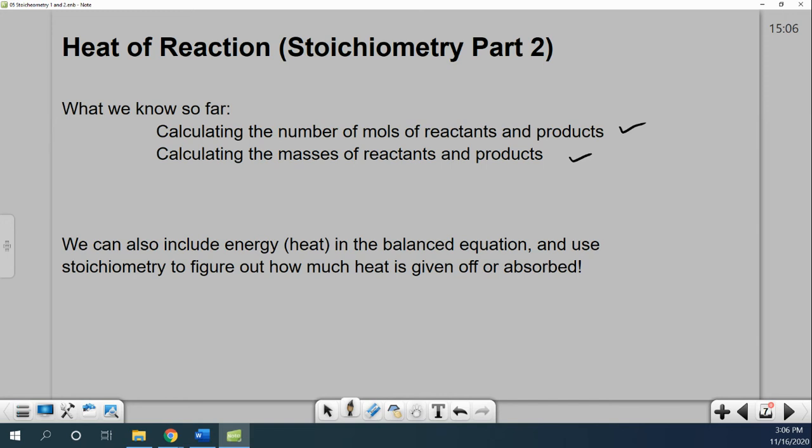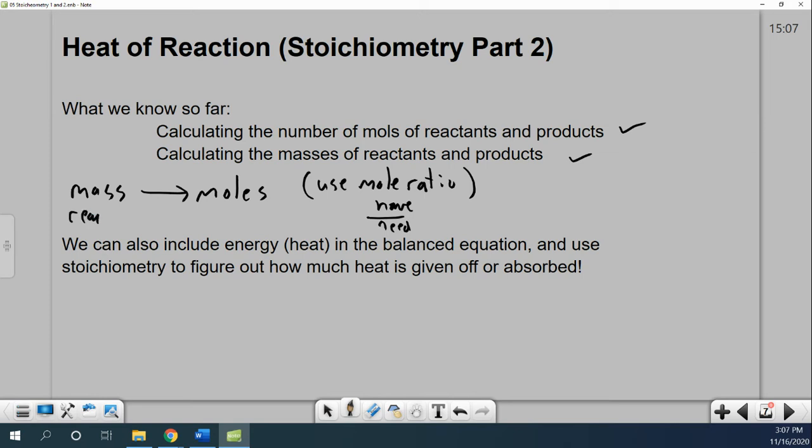So generally speaking, if you're given mass, you change it into moles. Then you use what we call the mole ratio. That's the what you have over what you need. So you use the mole ratio to convert into whatever else you need to do. So this is mass of reactants. Gives you moles of reactants. You use the mole ratio to give you moles of product. And if you need mass, you use molar mass to give you mass of product.